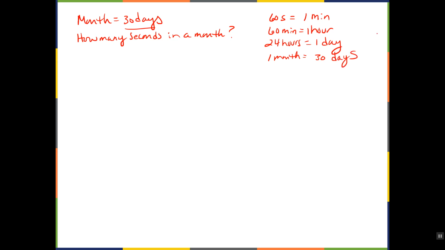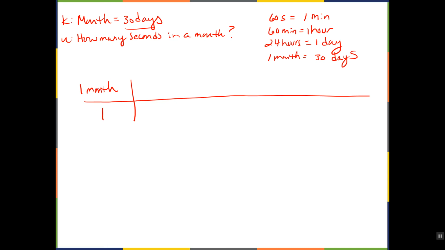Now, having all these different conversion factors, I can start my process and work through it. Again, what I'm going to start with in my upper left box is my noun. I have 1 month. That's my noun, and this is my unknown: how many seconds? So 1 month over 1, and again, like we did previously, we bring the label down, month.